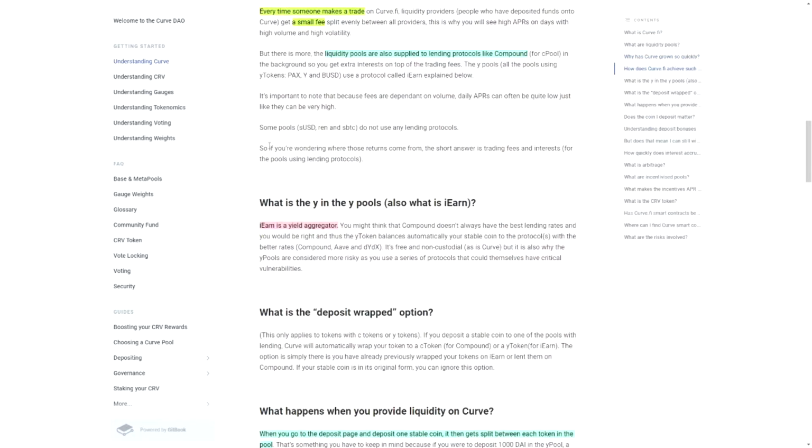Next to Compound, we also see that there is a partnership with iEarn. Very important to know, iEarn, that name is no longer used. This is Yearn Finance, which you probably already know. So iEarn changed their name this year to Yearn Finance.